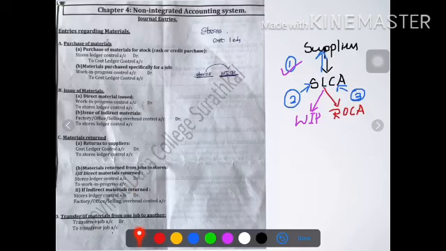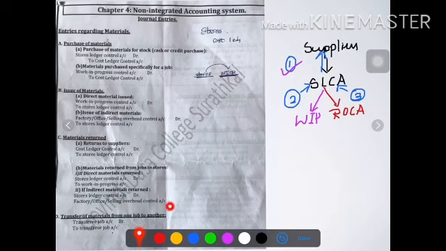If it is an indirect material, what happens? Who will be the receiver of the material? Stores ledger control account. Who will be the giver of the material? The respective overhead control account. That is, it may be factory or office or selling and distribution department. Therefore, the entry would be stores ledger control account debit, the receiver. He is the receiver. And credit would be factory overhead control account or office overhead control account or selling overhead control account.